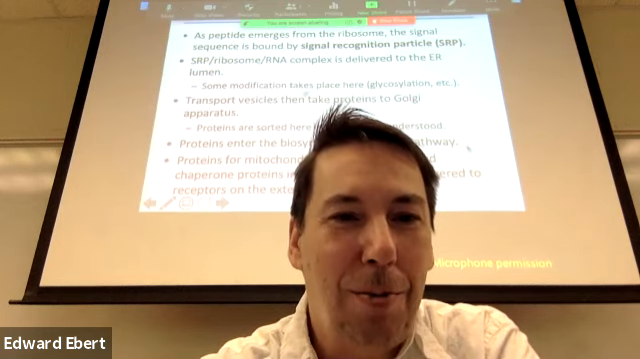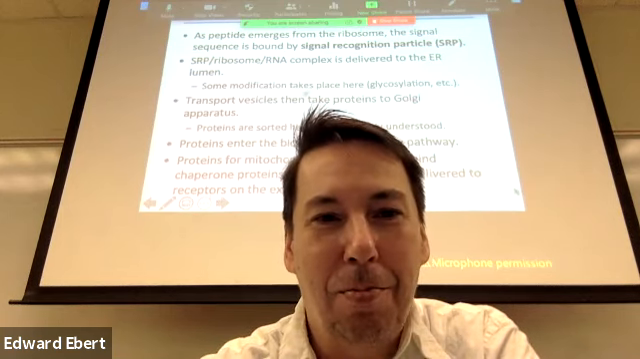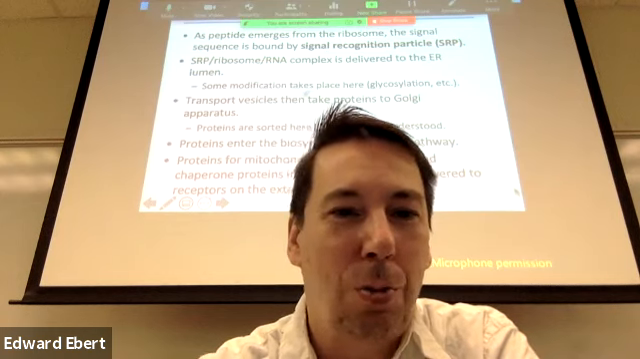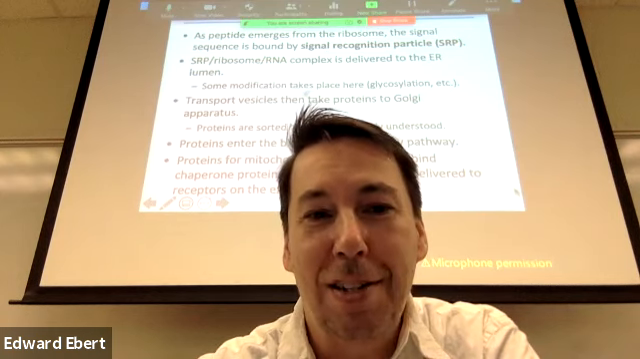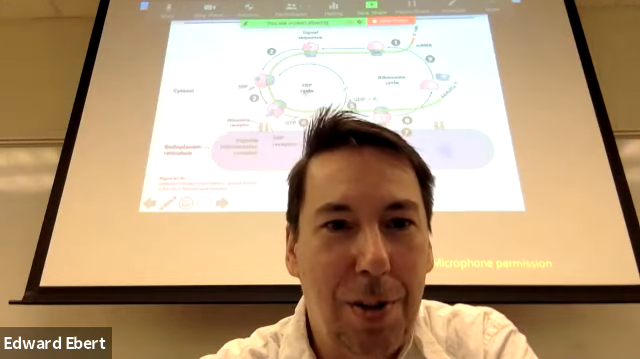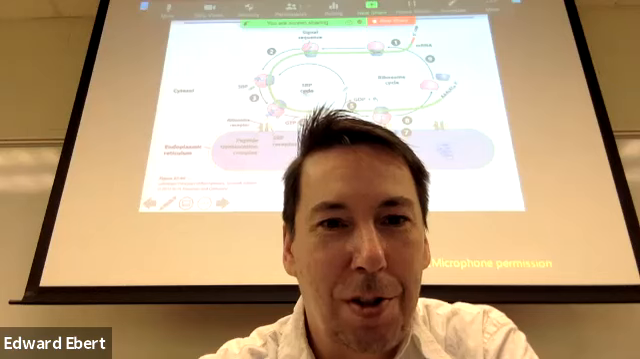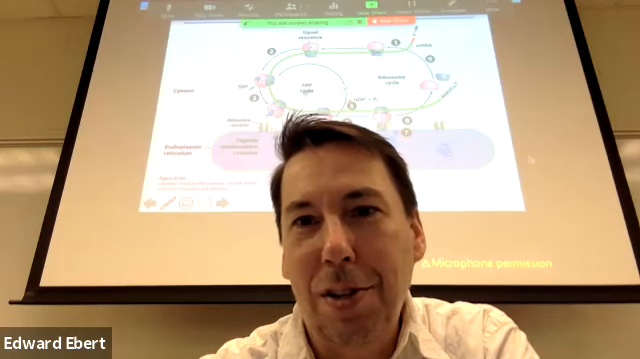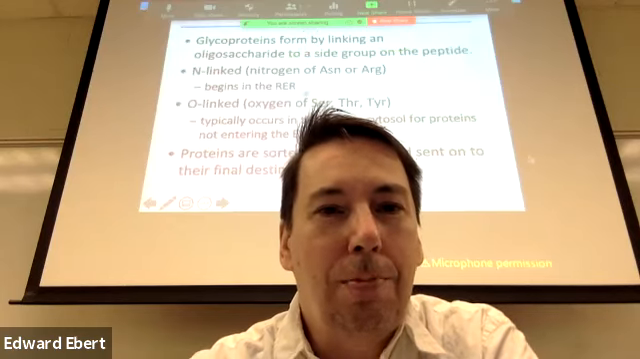In our secretory pathway, we can look at proteins for the mitochondria and the chloroplast, which will bind chaperone proteins to get across the membranes. Oops. All right, so here we can see how they're directed and various recognition sites, all that good stuff here.